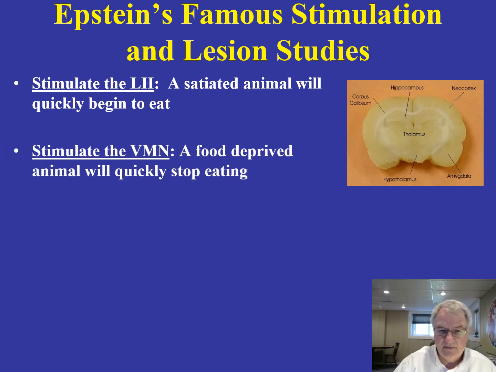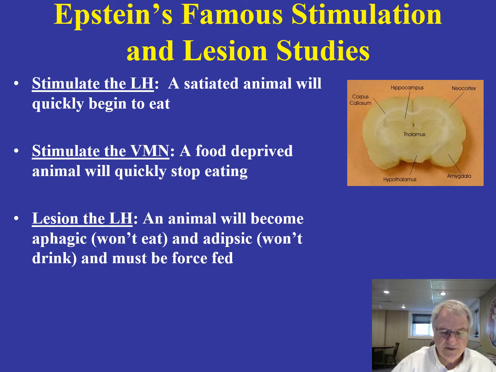Likewise, if he stimulates the ventromedial nucleus of the hypothalamus, and he does so in an animal that's been deprived of food and should want to eat, they quickly stop eating. Okay, so this again indicates that one area of the brain is involved in stimulating eating, and another part of the brain is involved ordinarily in the suppression of our eating behavior.